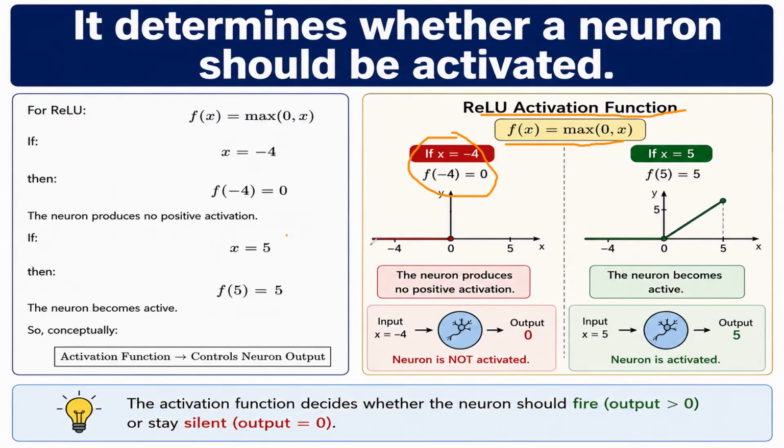Since the value is less than 0, the output is 0. So that's why the neuron will not be activated. Now, if the value is positive, then the output will be 5 and the neuron will be activated. We will see the ReLU activation function in upcoming lectures, but the purpose here is to see how the neuron is activated. It completely depends on the activation function whether to activate the neuron or not.